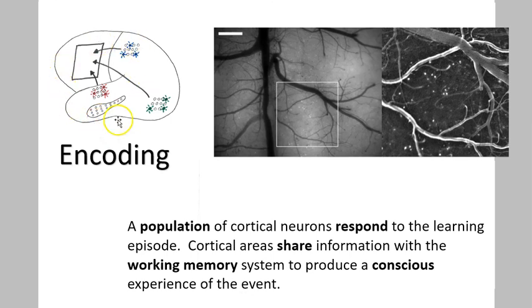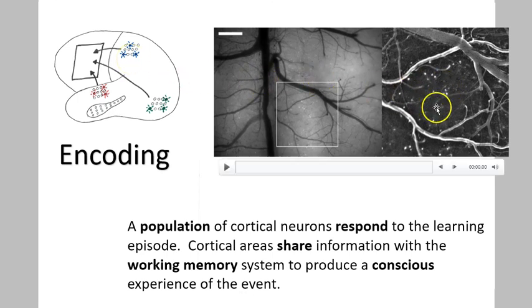Let's take a look at our brain. The top left here, we have activity of some neurons in the visual cortex. That represents what the person is seeing. Those neurons are going to share that information processing with the working memory system. We have touch neurons responding, auditory neurons responding, so that the person is now having a conscious experience of what they saw, what they heard, what they felt on their skin.